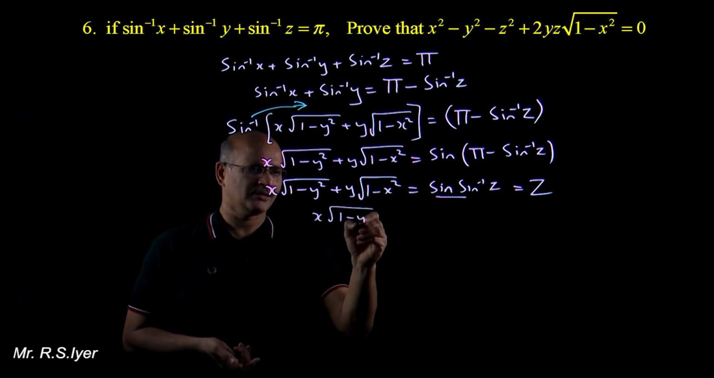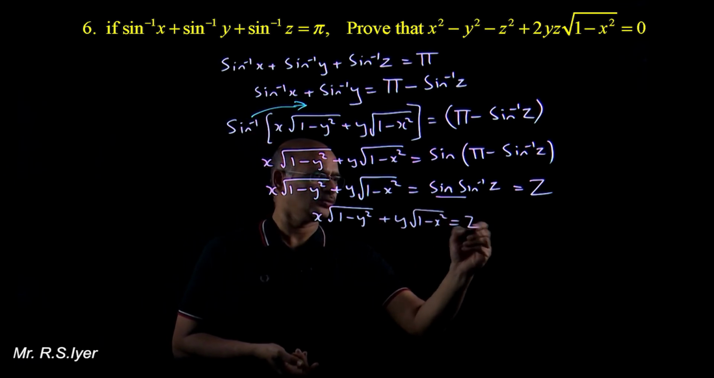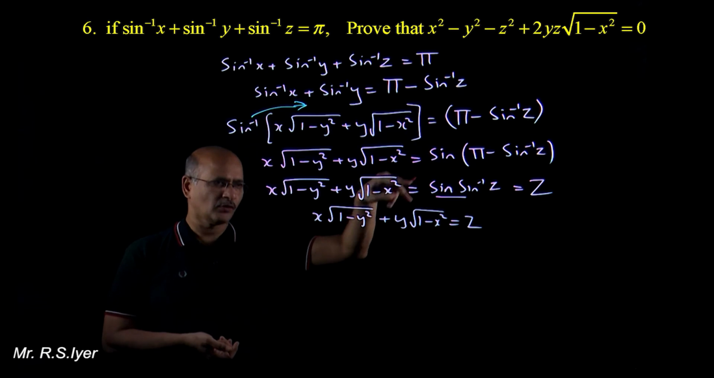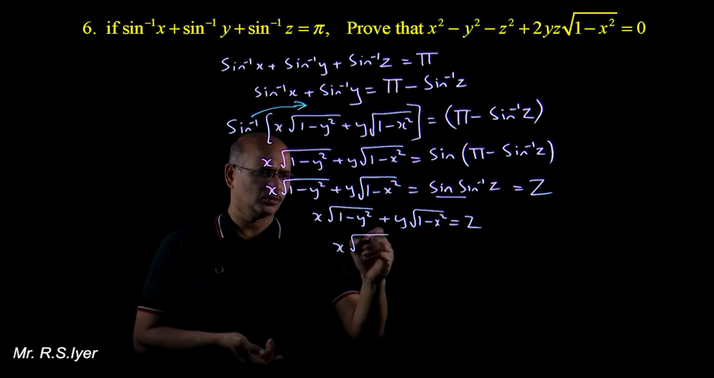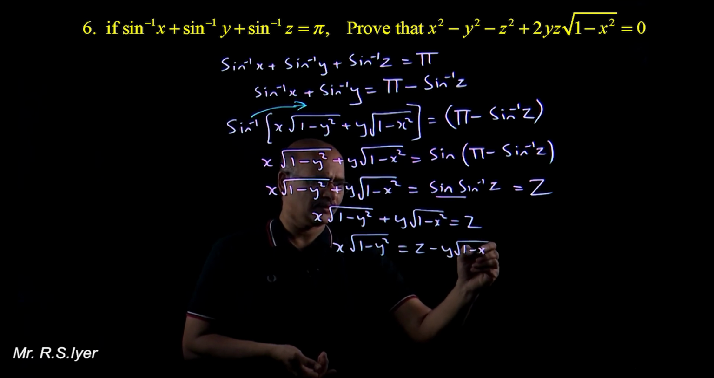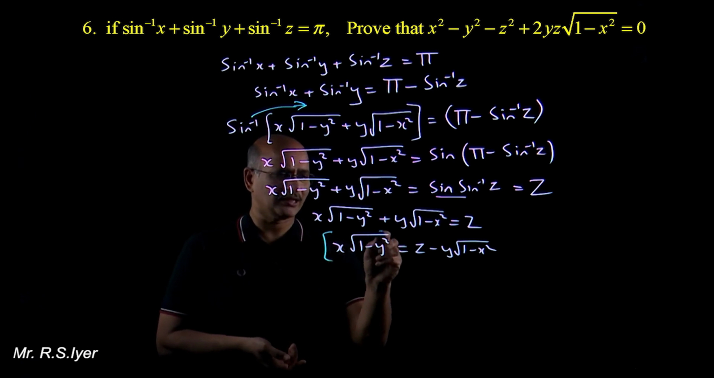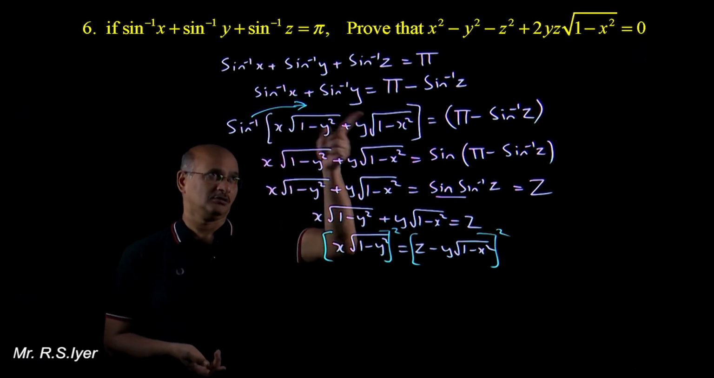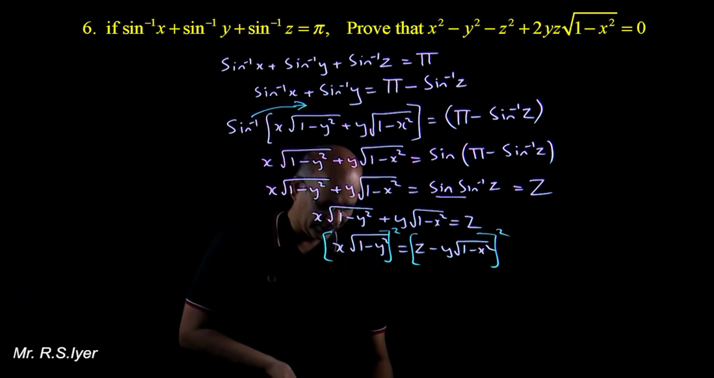x root of 1 minus y square plus y root of 1 minus x square is equal to z. Now as I want 2yz root of 1 minus x square, I will take this root of 1 minus x square this side. x root of 1 minus y square is equal to z minus y root of 1 minus x square. Now what can I do? I can square both the sides. Why? Because if you see carefully, there is no root except root of 1 minus x square. So I will just eliminate this root. Now let us see what happens.